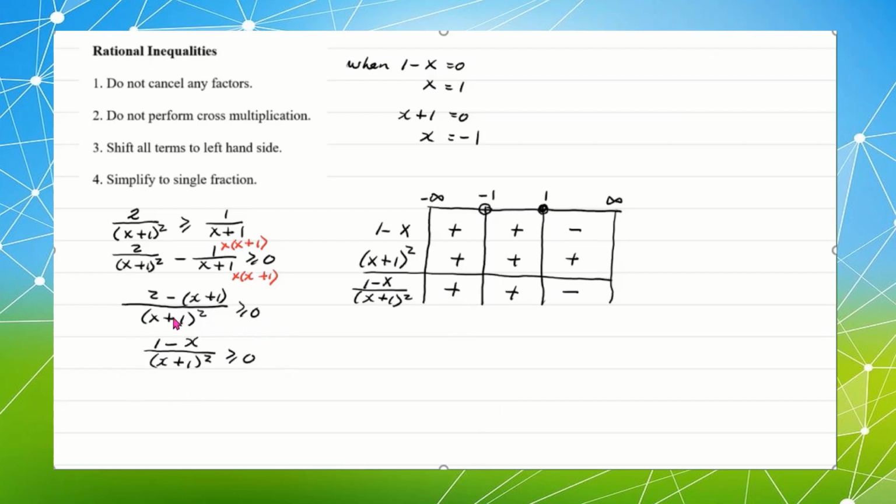Since the inequality is greater than or equal to 0, we need to take the intervals which will produce a positive value. So that is the interval from -1 up to 1 will produce positive, and for x less than -1 will produce positive.